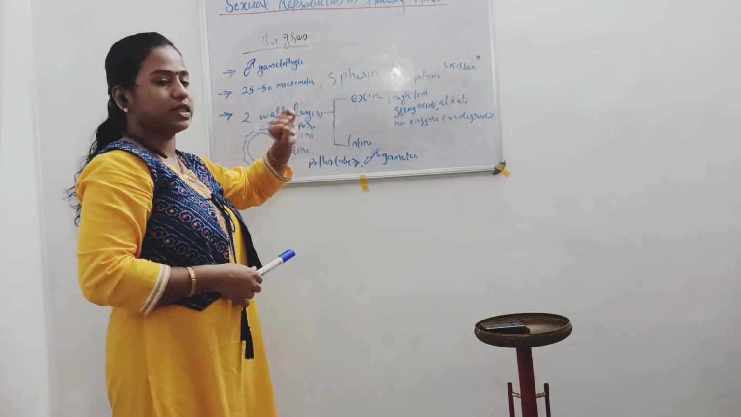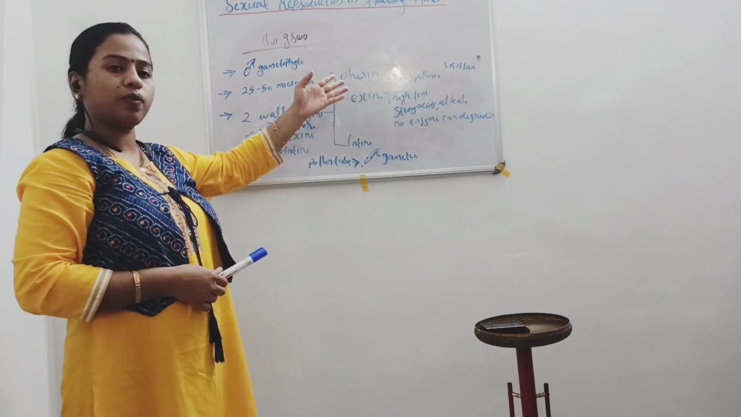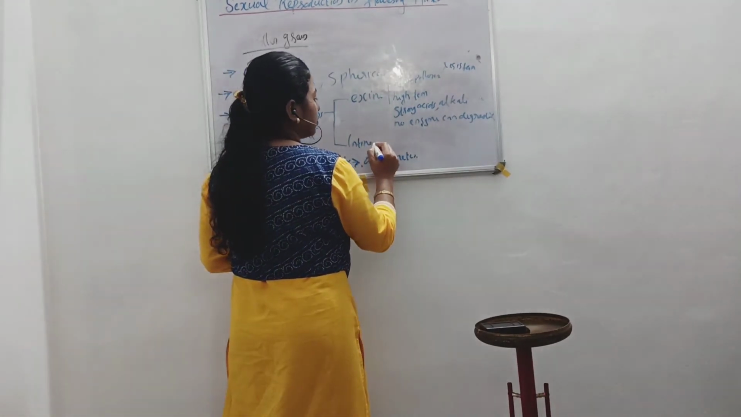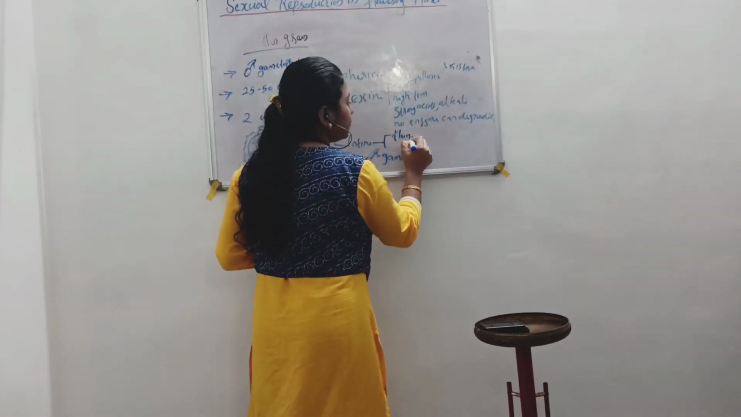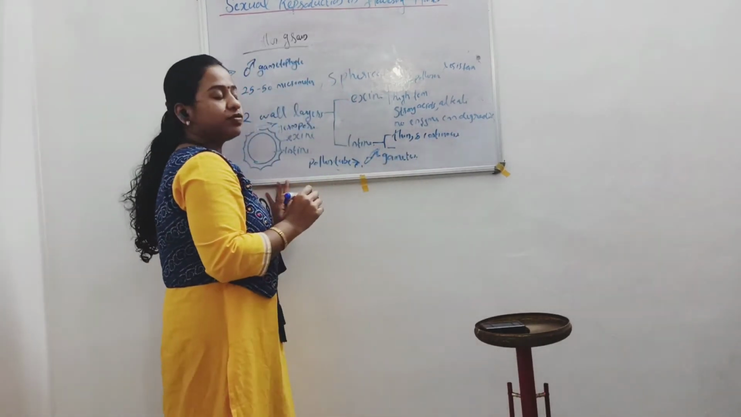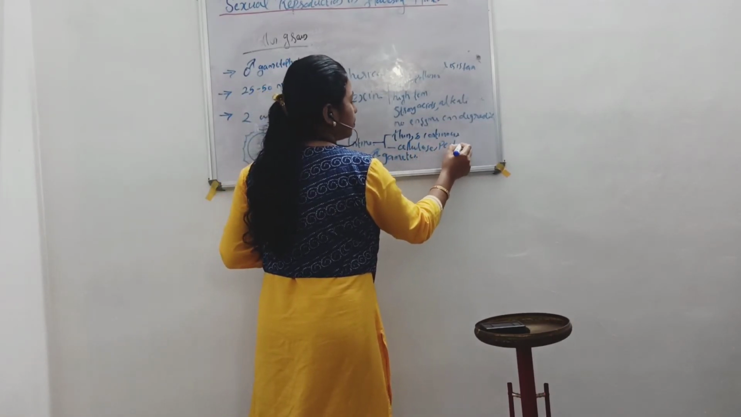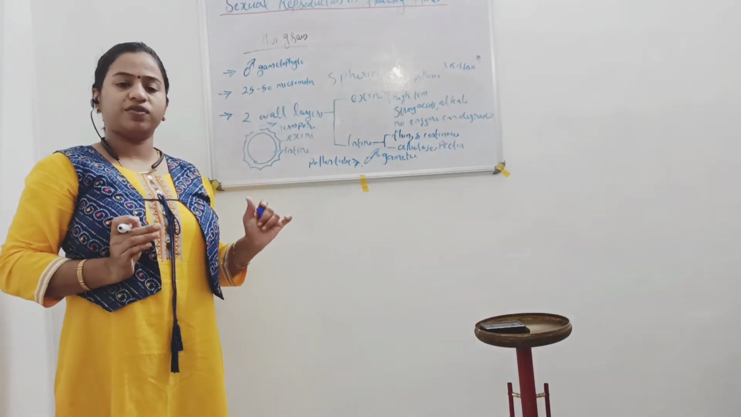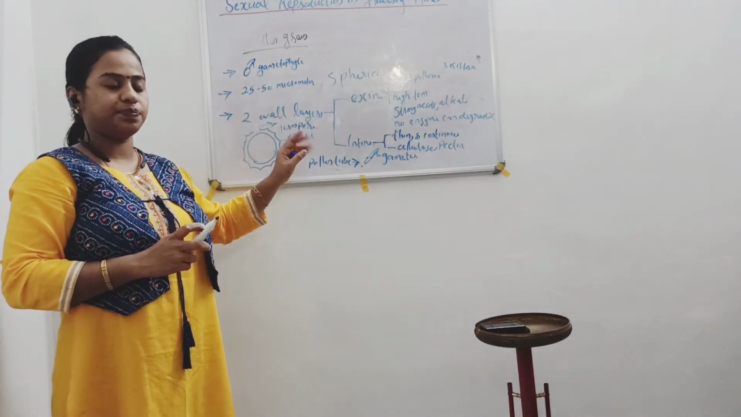Okay, that's all about the exine. Exine is a resistant material, and sporopollenin is present in the exine. Then what about the intine? The intine is a very thin and continuous layer, and it is made up of cellulose and pectin. That's all about the two wall layers, exine and intine.